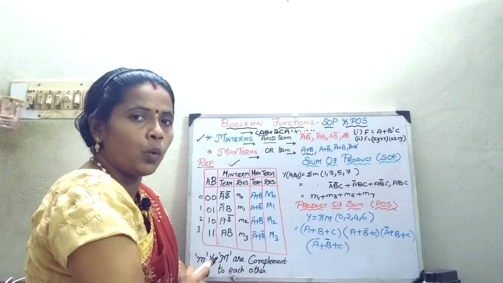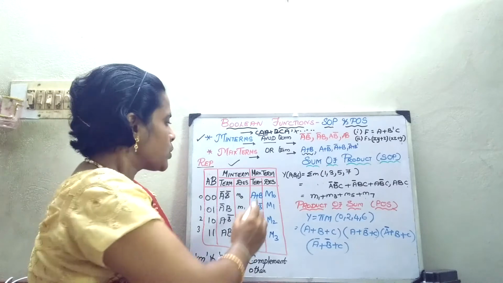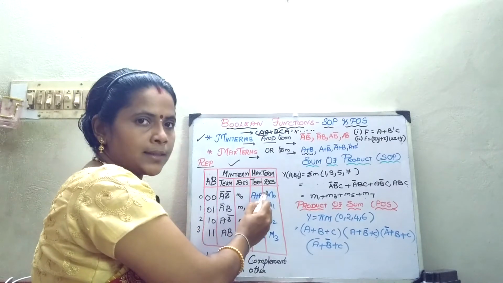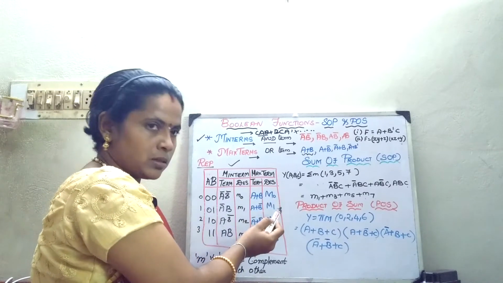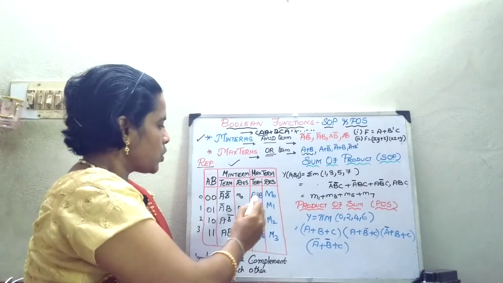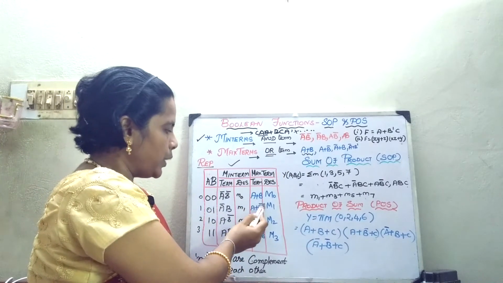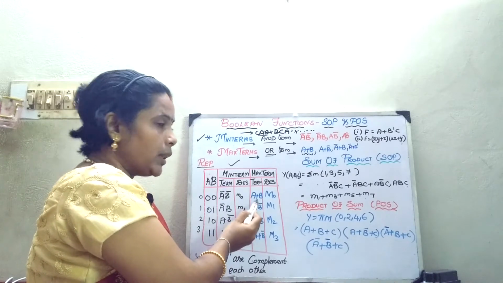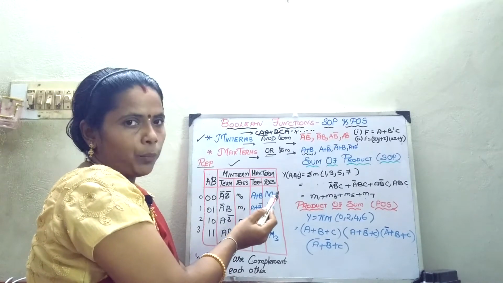Now we will move on to the max term. So what is a max term? In the max term you have 4 conditions. I already told you it is going to be the OR term. So I am going to write it as A plus B. In this case the designation is just the opposite.